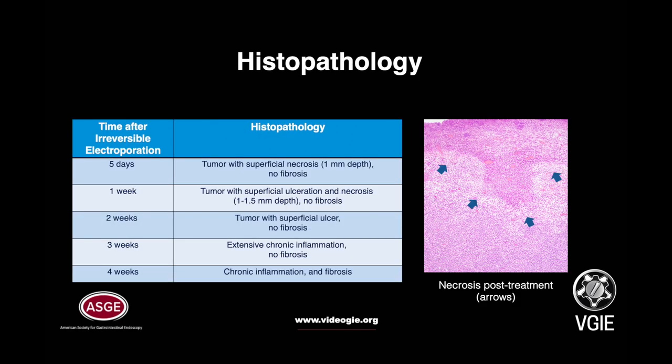Histopathology at varying time points showed tumor with superficial necrosis and superficial ulceration. Chronic inflammation with fibrosis was seen at 4 weeks. The histology image on the right shows necrosis post-irreversible electroporation treatment.